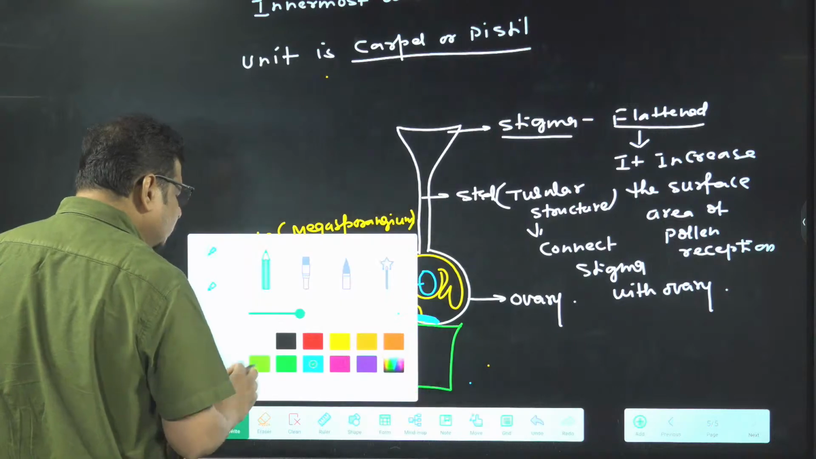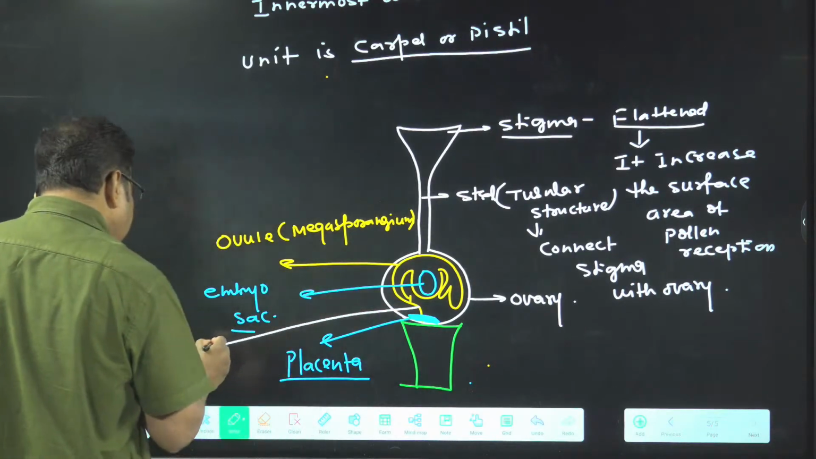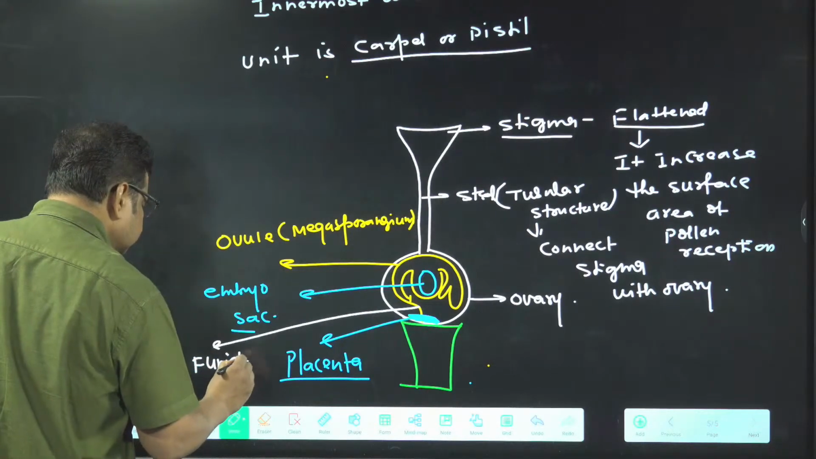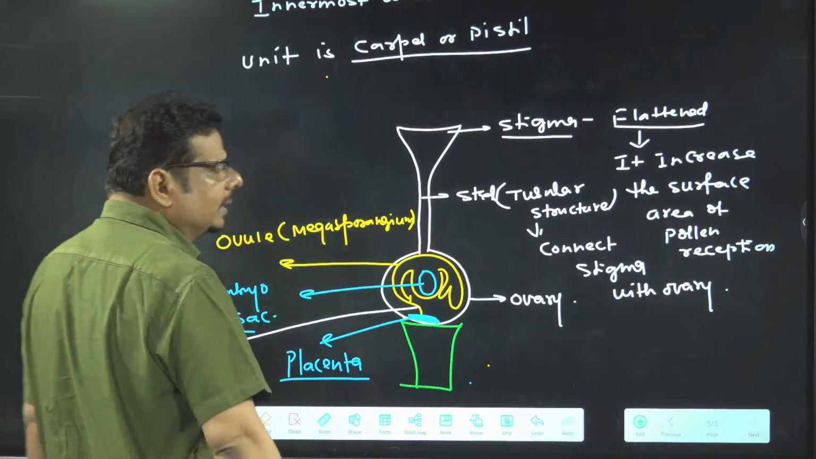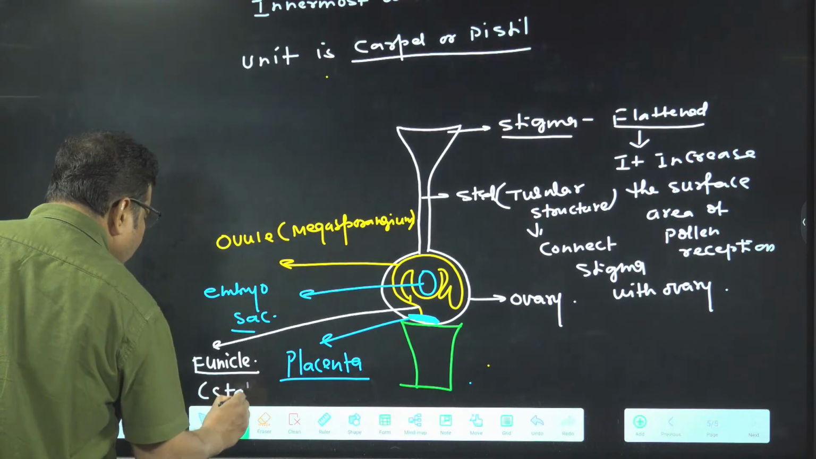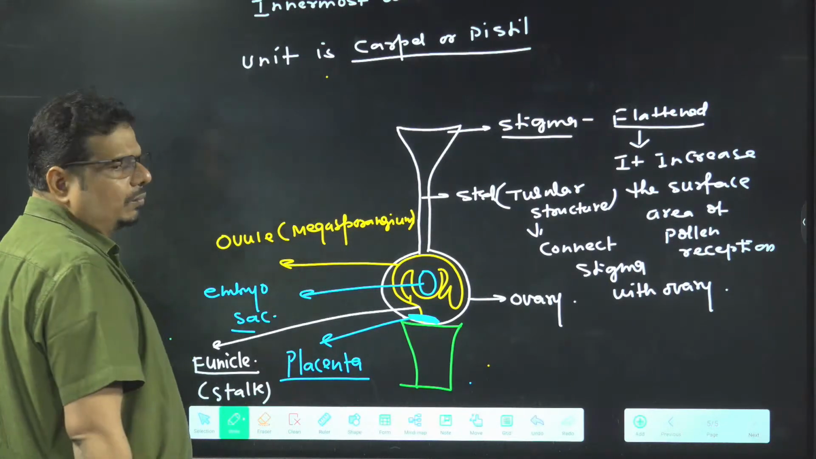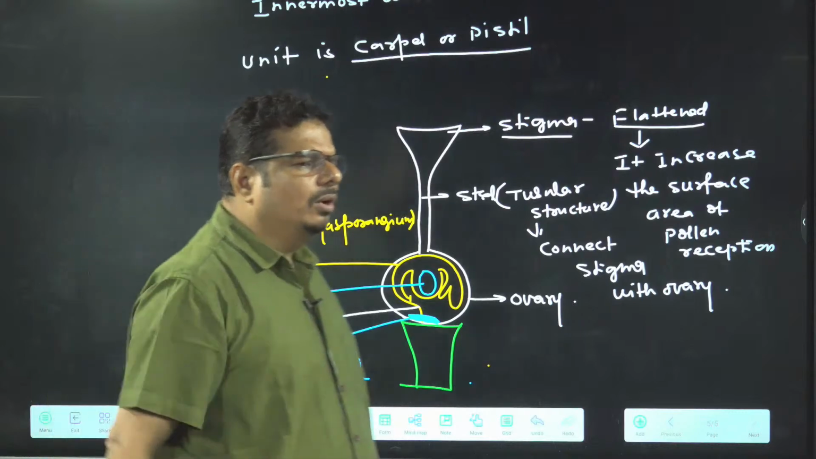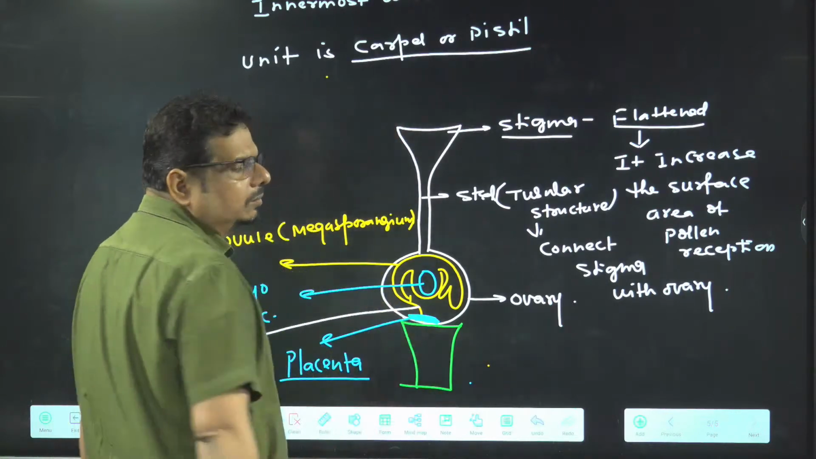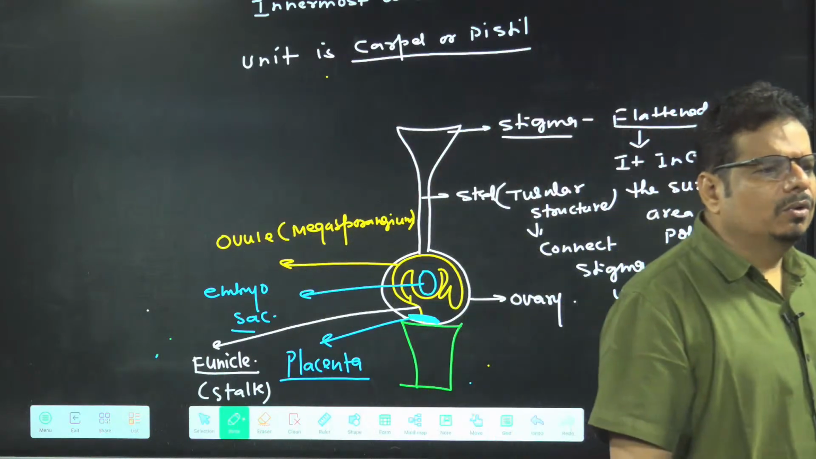And the part of the ovule that joins with the ovary wall is called which one? Funicle. It is called what? Funicle. This funicle is also what? Basically a stalk of the ovule. Able to understand? So funicle, one side is attached with the body of the ovule, another side is attached with which one? The wall of the ovary. It is a stalk-like structure that connects the body of the ovule.